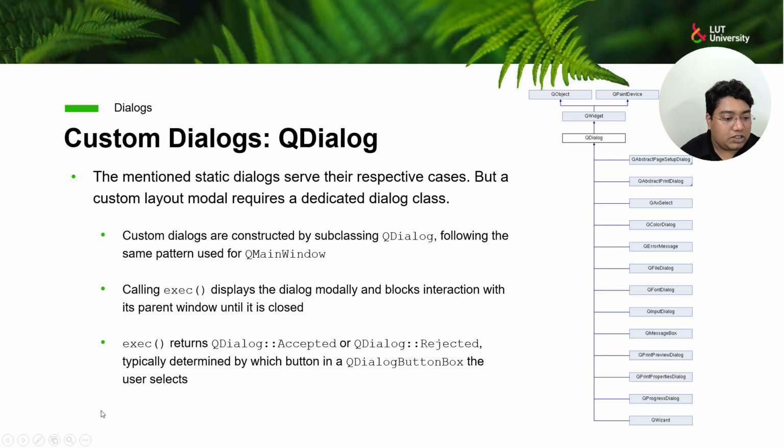One important function you will see is exec. Calling exec displays the dialog modally. So the application waits until the user closes the dialog. When it closes, exec returns a value indicating what happened, and that's usually either accepted or rejected. This allows our application to decide what to do next. For example, if the user presses OK, then we continue. If they press cancel, we simply stop the operation.